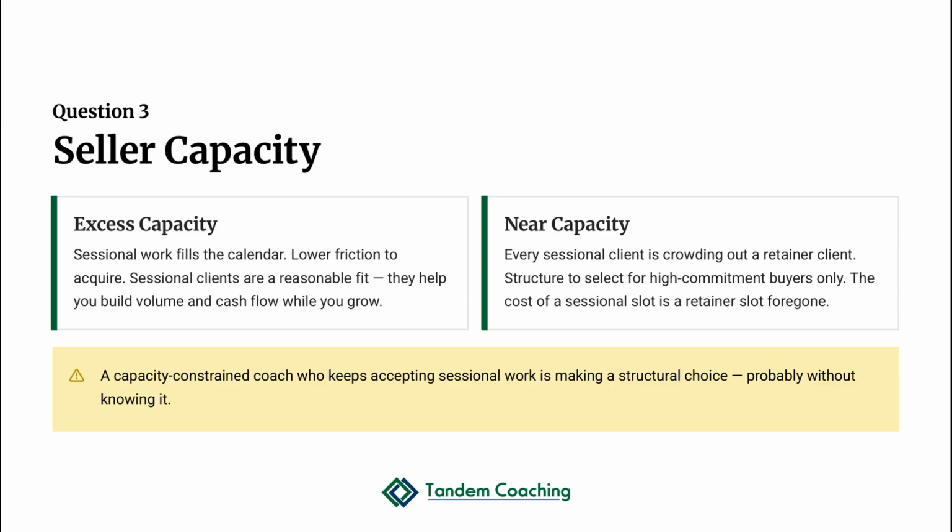At that point, the right move is to structure for high-commitment buyers only. That means a sessional client has to pay more or commit more to get on your calendar. Capacity is a real constraint. It changes the right answer to questions 1 and 2.